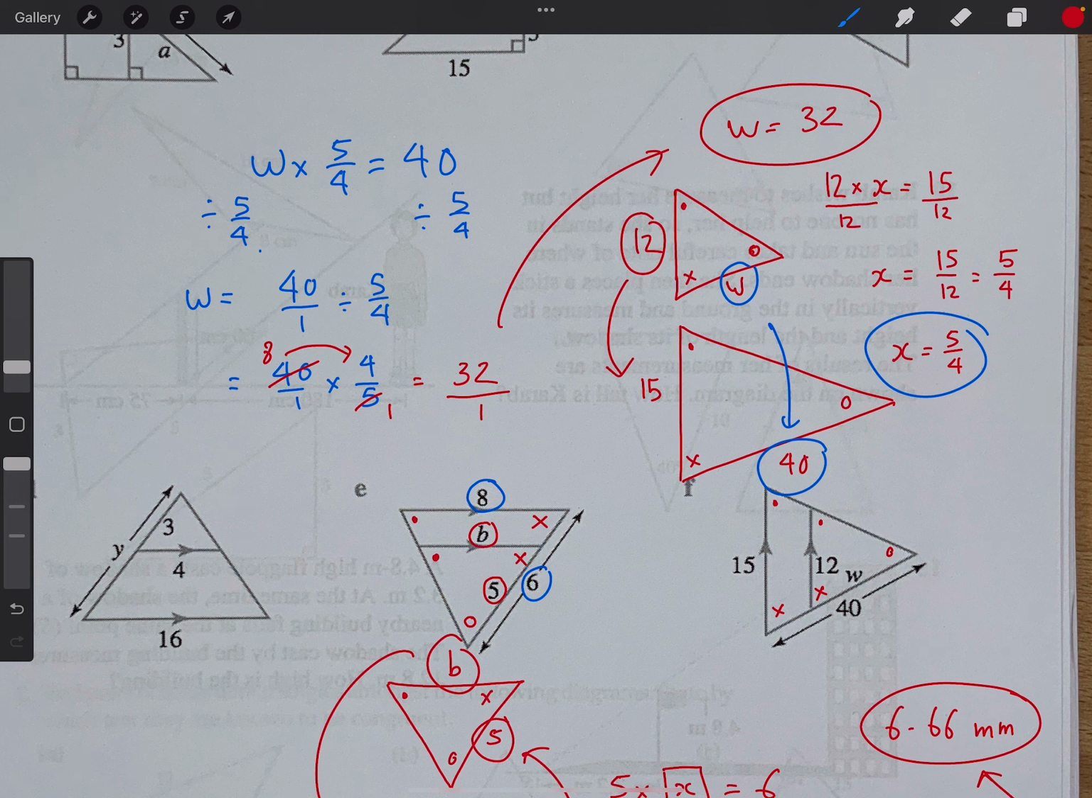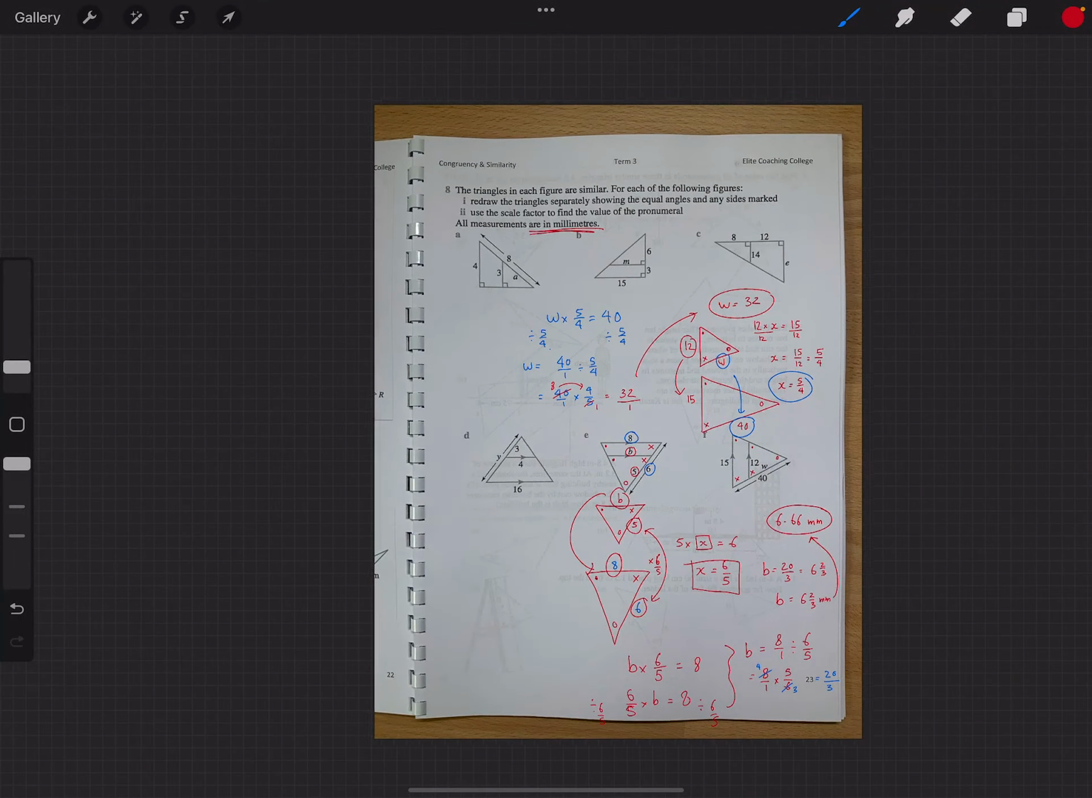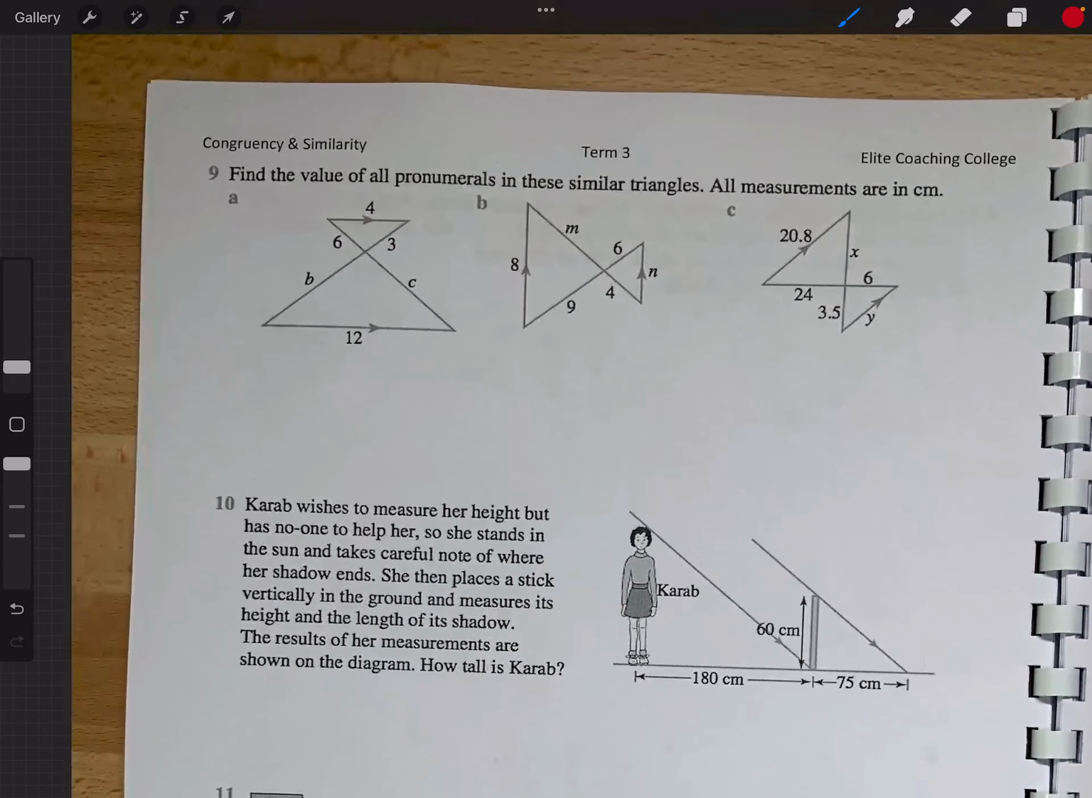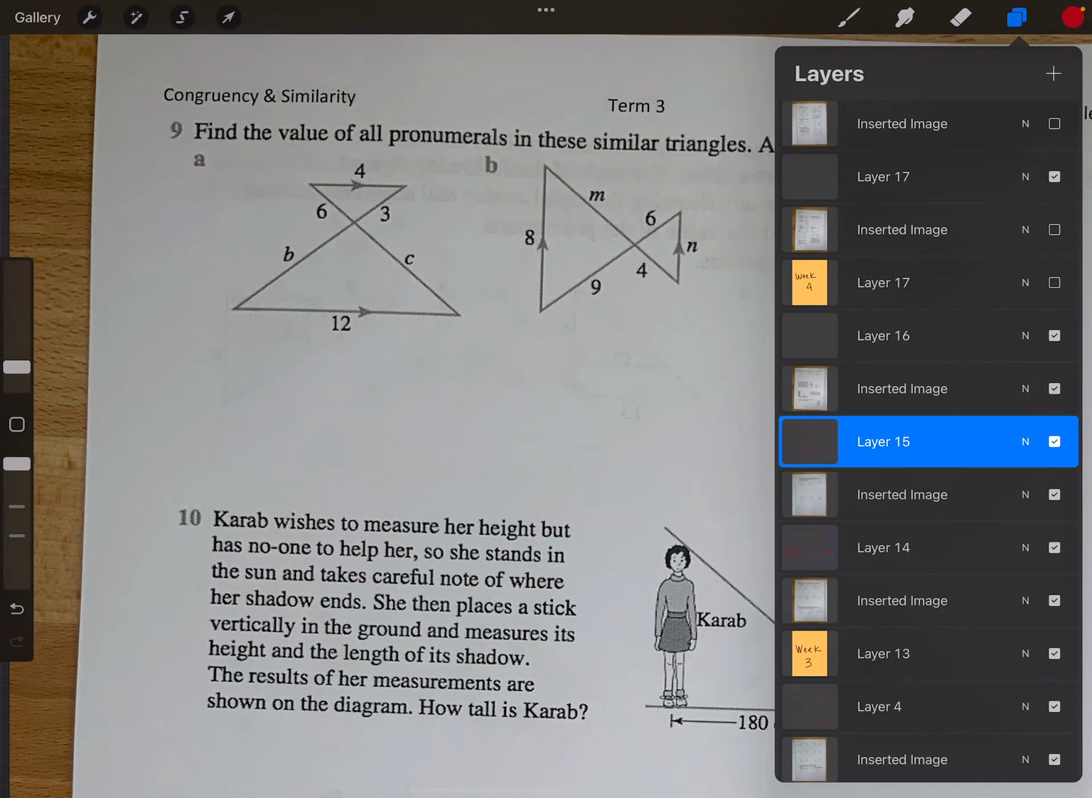So 32 times 1.25 and you get 40. Simple. Alright, next page. Now, find the value of all pronumerals in these similar triangles. All measurements are in centimeters. Okay, no problem.